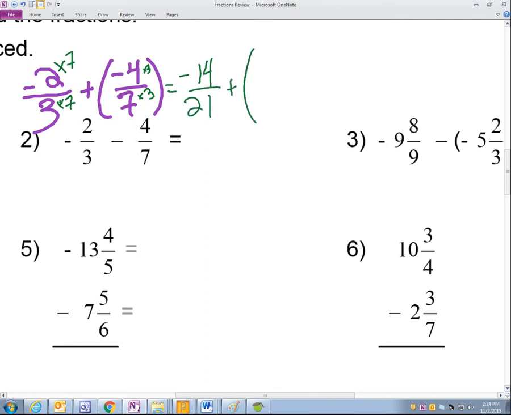Plus negative 12. My goodness, there's so many sickness noises happening in the classrooms today.